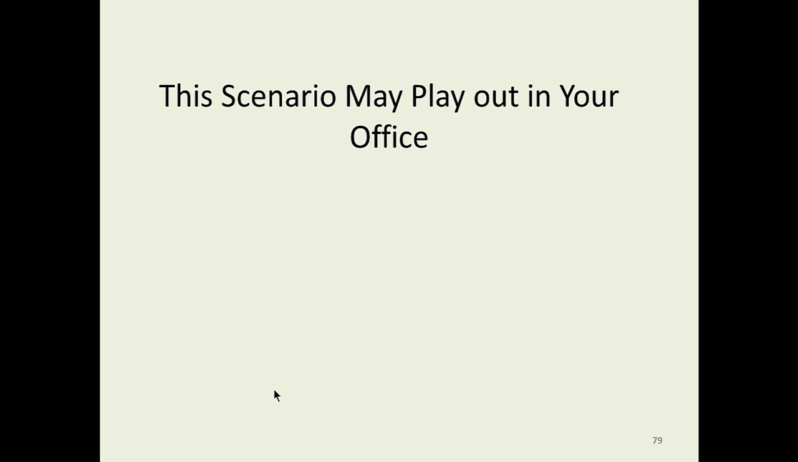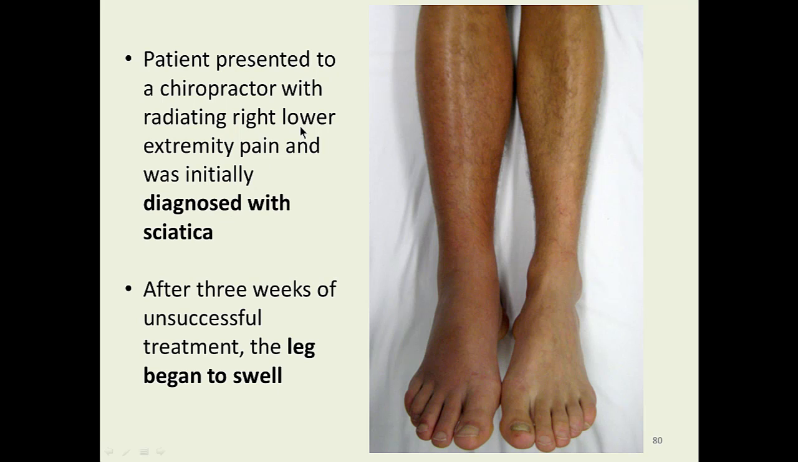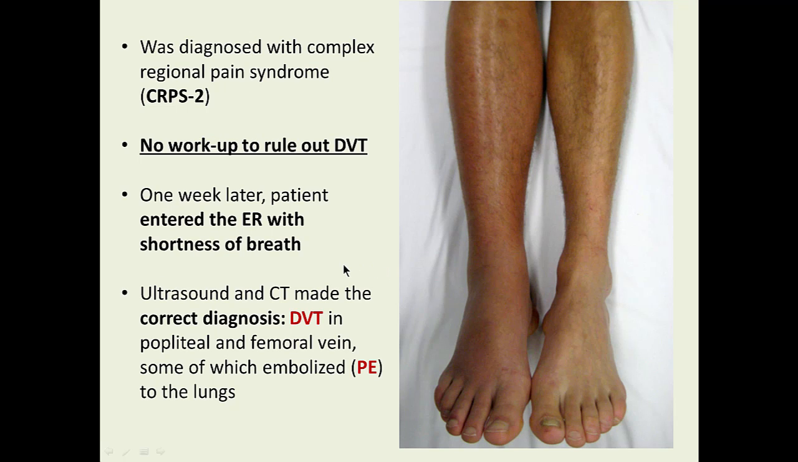So here's a scenario which may play out in your office. This is a true story, by the way. A patient presented to a chiropractor with radiating lower extremity pain on the right side and was initially diagnosed with sciatica. There's no swelling. Neurological examination was normal, but they diagnosed sciatica. Radicular pain doesn't always have to have positive neurological findings. After 3 weeks of unsuccessful treatment, however, the leg began to swell. And if you look closely, you can see the color change. It's getting a little bit hot.